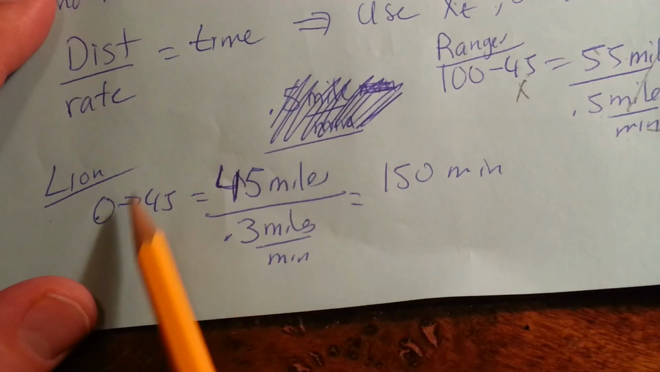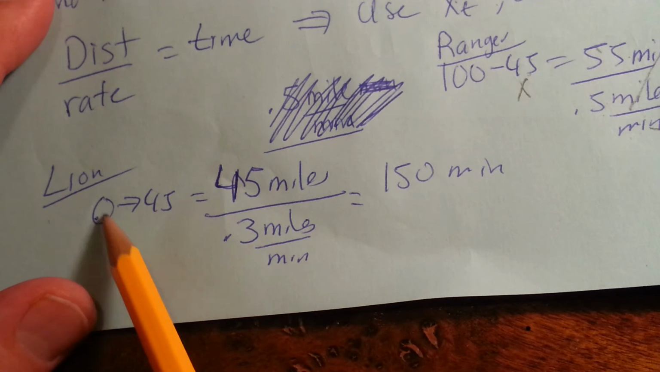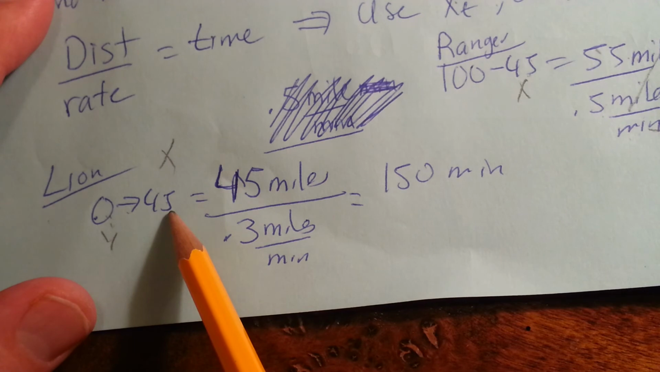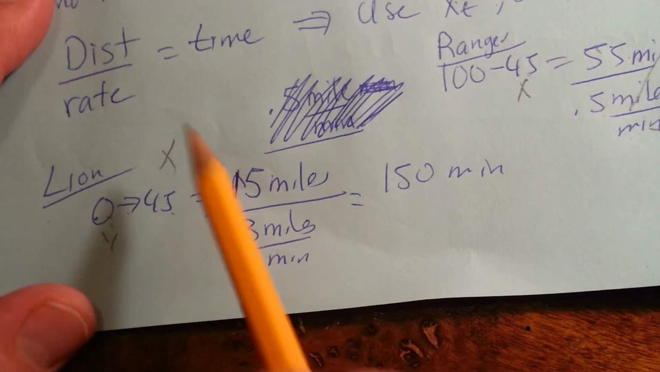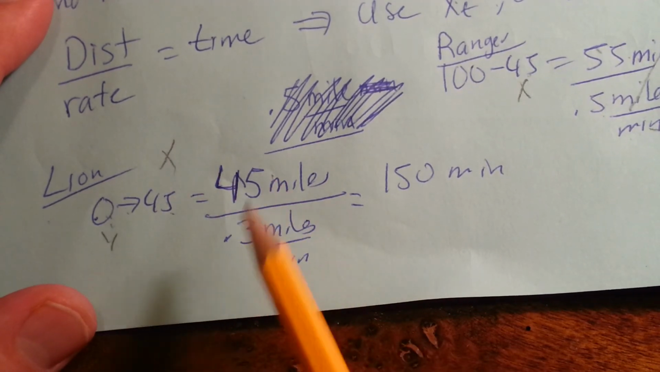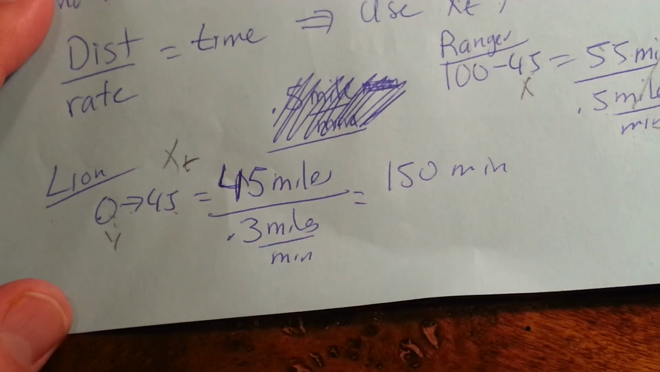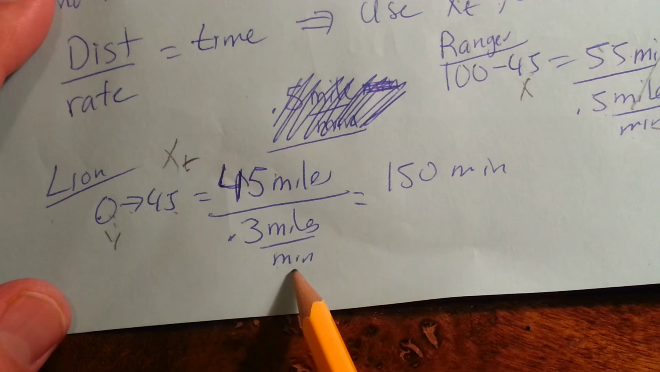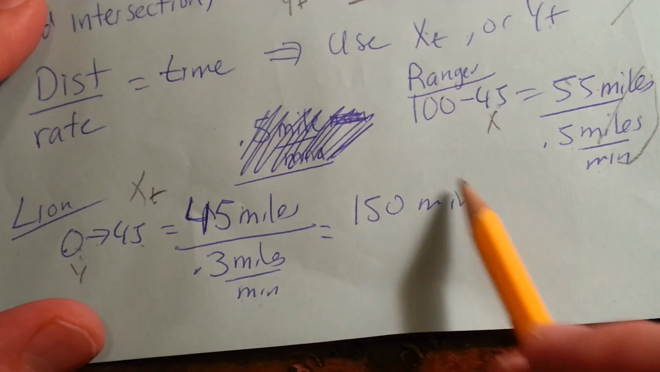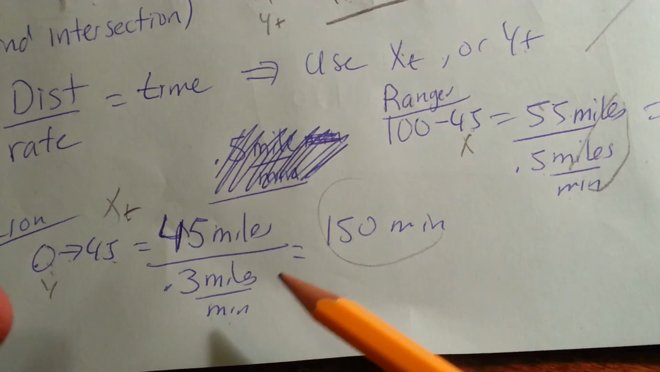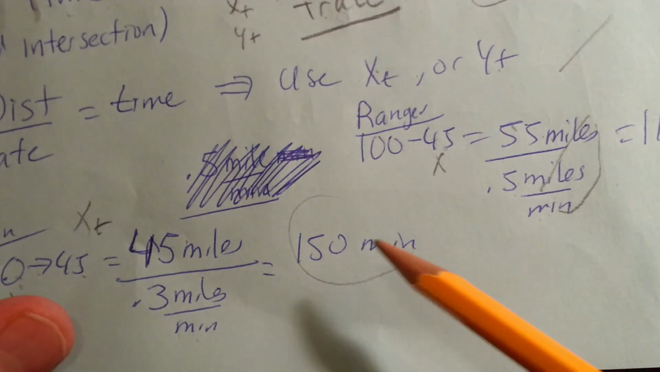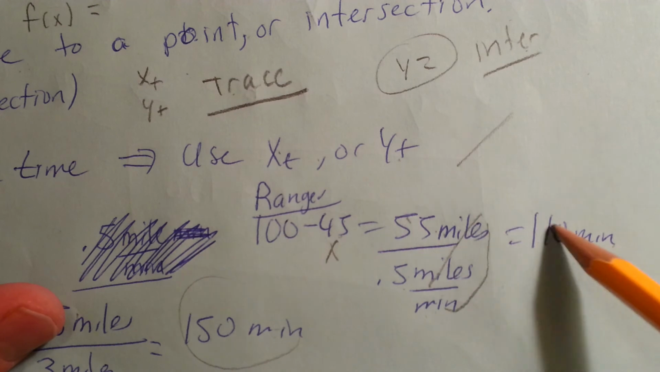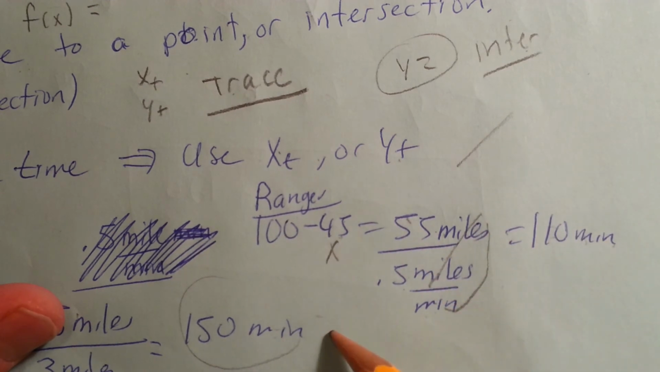The Lion went from 0, basically the y-axis, to that x intersection of 45 miles. 45 miles was the x of t of the Lion. Distance over rate: 45 over 0.3 miles per minute gives me 150 minutes. So be able to figure out time to a point, and will the Lion and the Ranger meet up? And they won't. They're going to be there at different times.